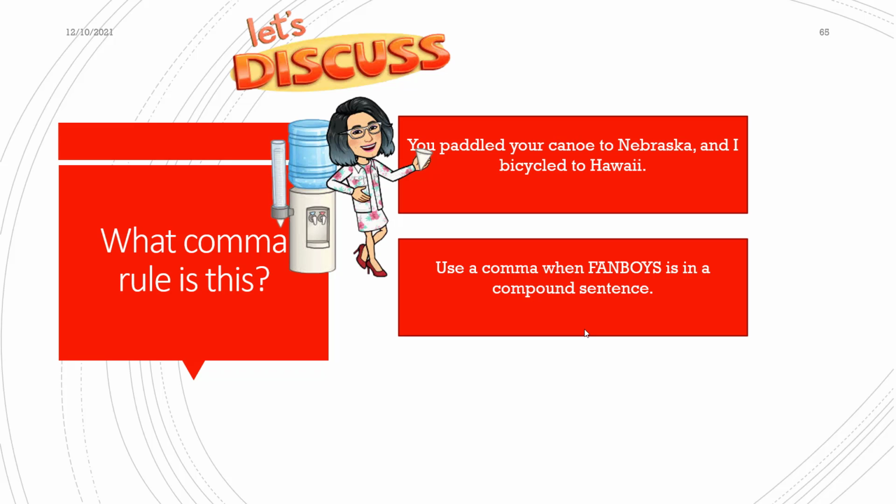I think that was week 3, week 3 or week 5, something like that. You paddled your canoe to Nebraska, and I bicycled to Hawaii.